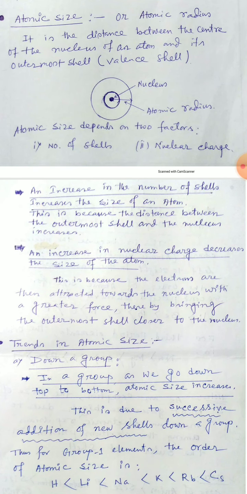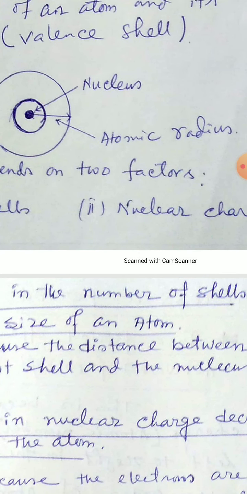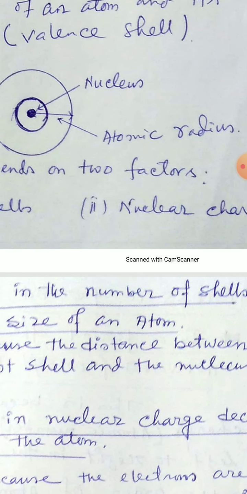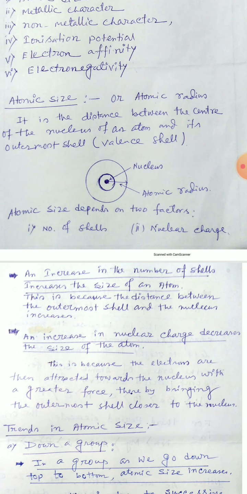Atomic size or atomic radius is the distance between the center of the nucleus of an atom and its outermost shell. You can see the diagram. The atomic radius, or atomic size, means the distance between the nucleus and the valence shell electron, that is, the outermost shell electron. So atomic size or atomic radius is the distance between the center of the nucleus of an atom and its outermost shell, that is, the valence shell.